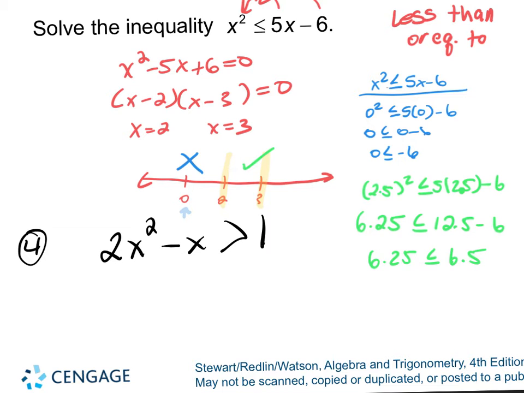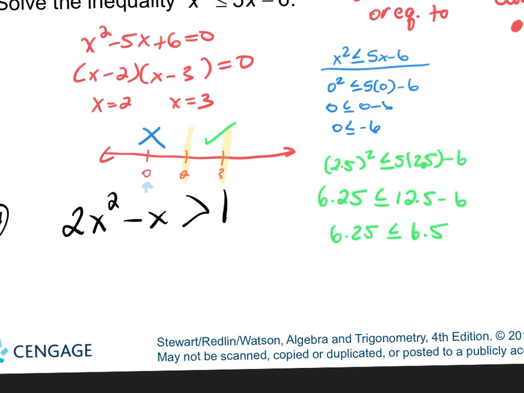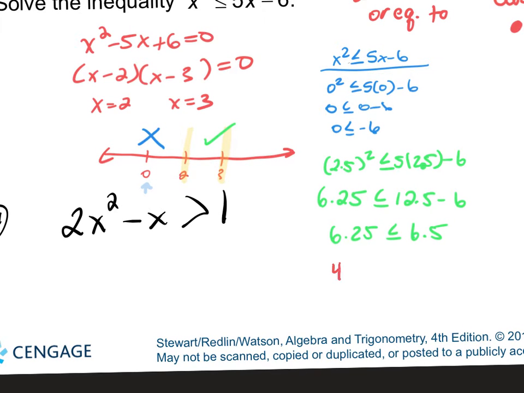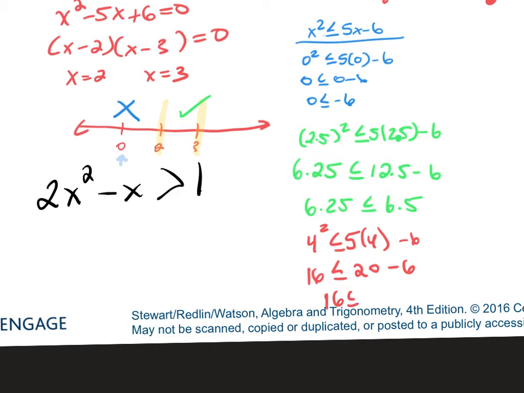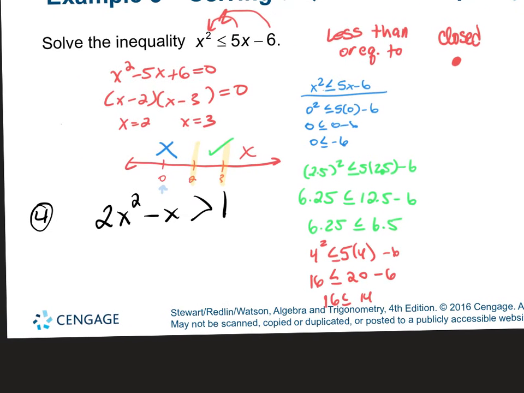Let's pick a number to the right-hand side of 3, which would be what? Any number. Okay, 4. So I'm going to say 4 squared less than or equal to 5 times 4 minus 6. Well, 4 squared is 16. Less than or equal to 20 minus 6. Is 16 less than or equal to 14? No. So where is the only section that quote unquote works? Between what? Between 2 and 3. What kind of dots at the beginning? What kind of dots did we say we're going to have at 2 and 3?